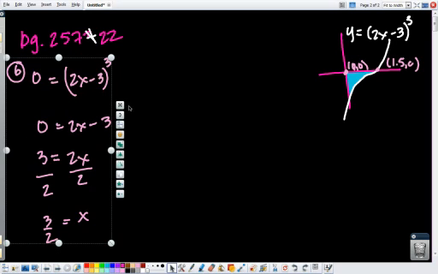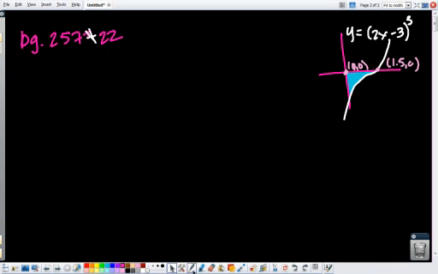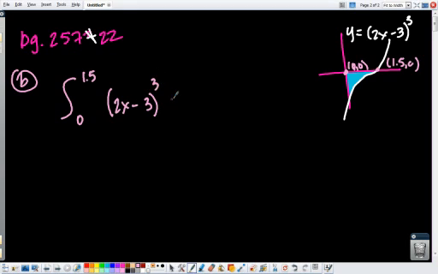Alright, so continuing on with part B, we need to find the area of this curve. And we know since it's underneath the x-axis, we're going to end up getting a negative value. Area can't be negative, so we're going to take the modulus, or the absolute value of that. So let's integrate. We're traveling on the x-axis from 0 to 1.5. And we're integrating (2x - 3)^3 dx.